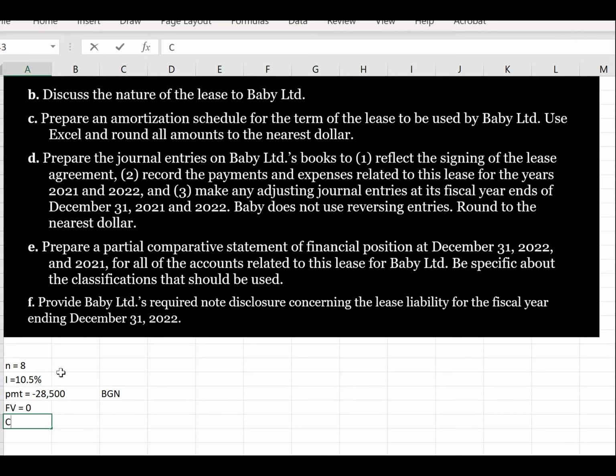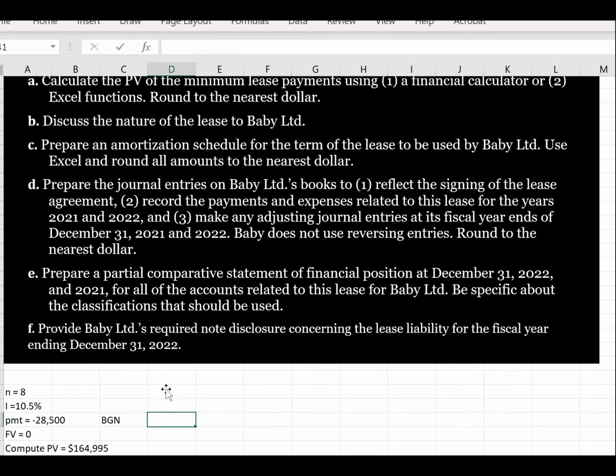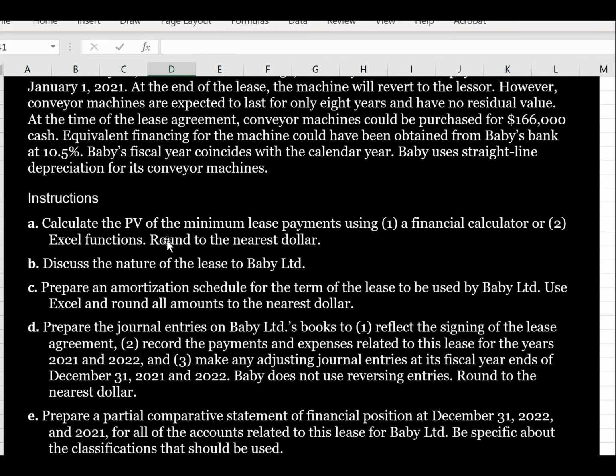So if we compute the present value, we're going to get, with the begin mode on, of course, 164,995. That's the minimum lease payments under this lease. Okay, so we did A, we calculated the present value of the minimum lease payments.